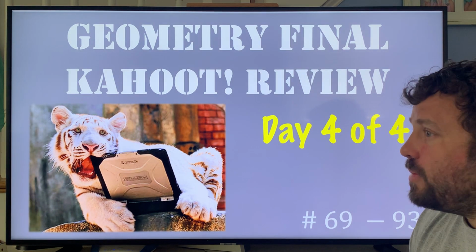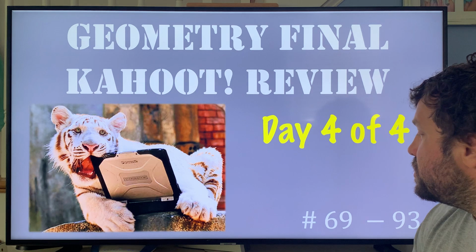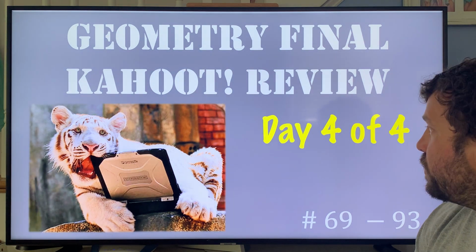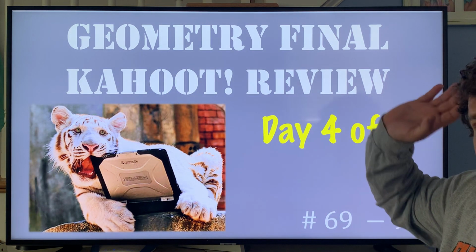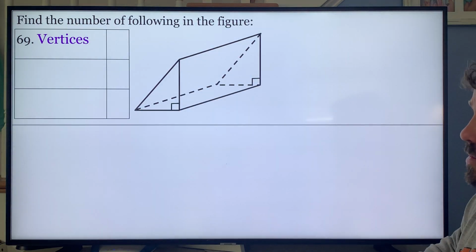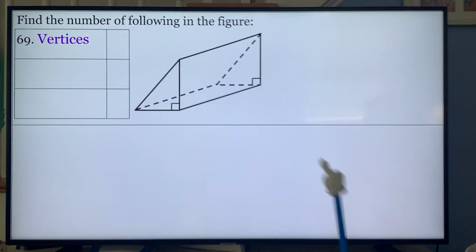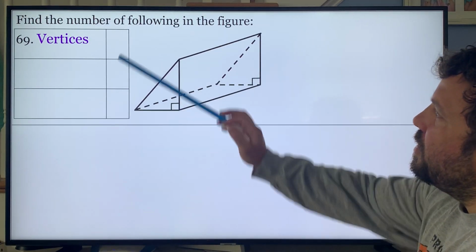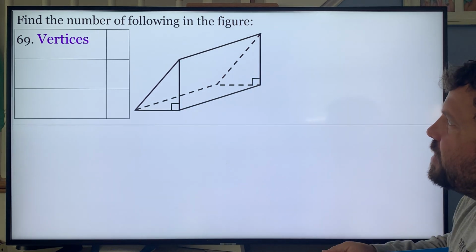It also means maybe that you need a little bit extra help on this Kahoot, so that's what I'm here to do for you. All right, so we're going to cover some volume and stuff that we did towards the end of the year, so it should be good. First thing goes back to the beginning of the year though, the number of vertices. So we're going to find the following in the figure.